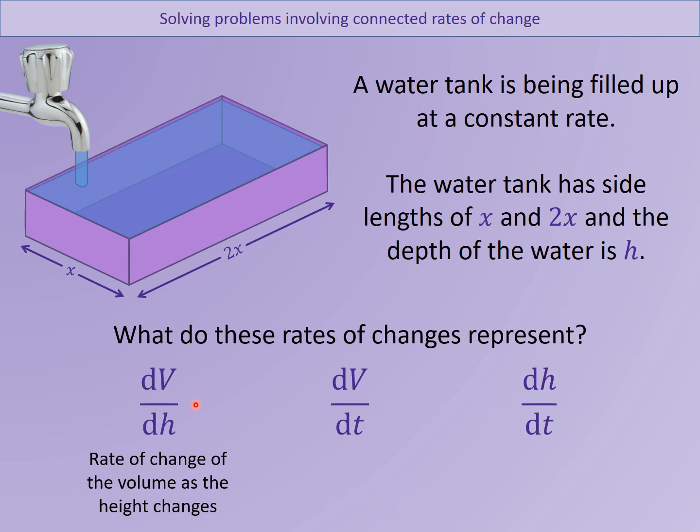Now the other two are to do with as time changes. So the change in volume over the change in time: as time passes, how does that affect how quickly the volume is going up? And finally, the change in the height over the change in time. So how long does it take to reach 1 meter, 2 meters, and so on? That is the change in height.